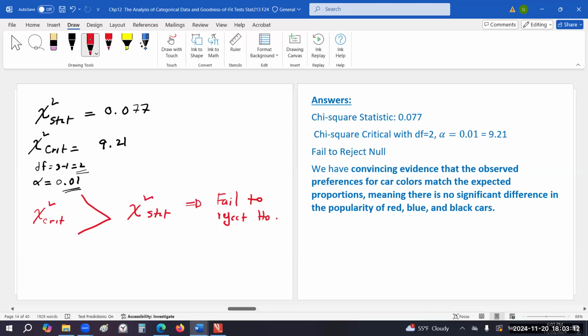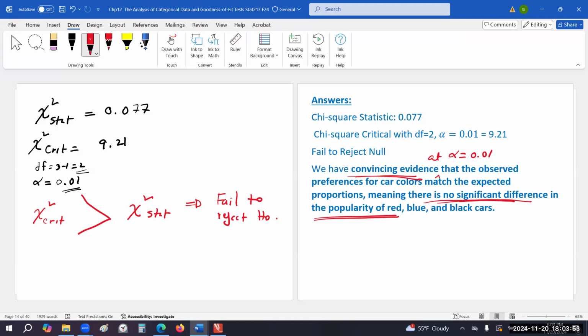So since we failed to reject, we have convincing evidence at the alpha level 0.01 that the observed preferences of the colors match the expected proportion. In other words, there is no significant difference in the popularity of red, blue, or black. It means people like them equally. They don't have a preference over the color of the car. But in reality, it may not be true.